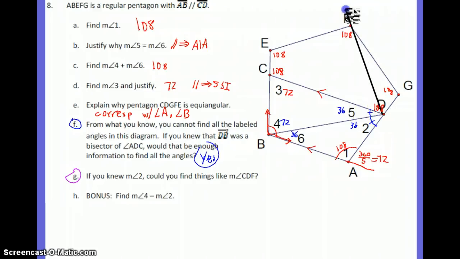CDF is like this thing. How come that's not green? Make it green. Or make it purple. One of the two. There we go. This angle. Can you find this if you knew angle 2? Well, if I knew angle 2, I could find everything here that was in blue before.